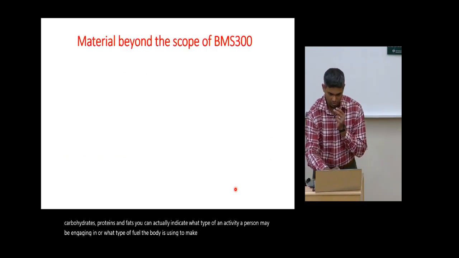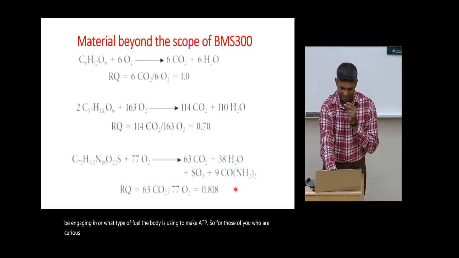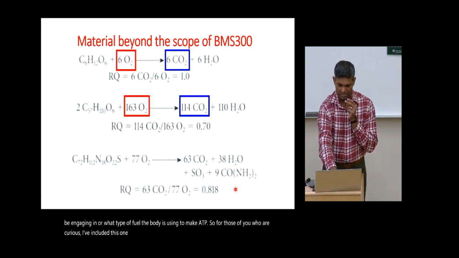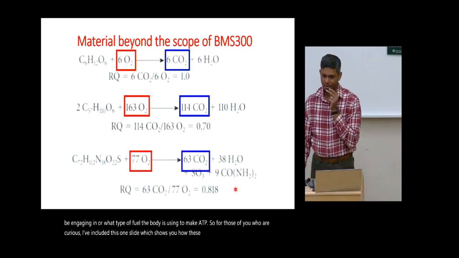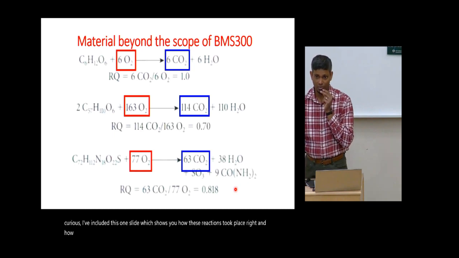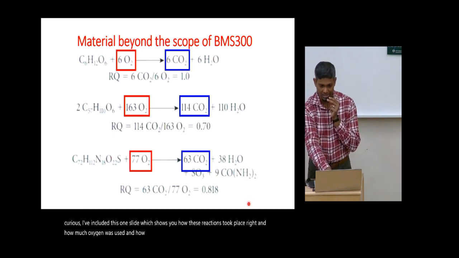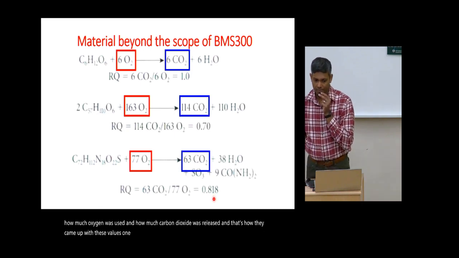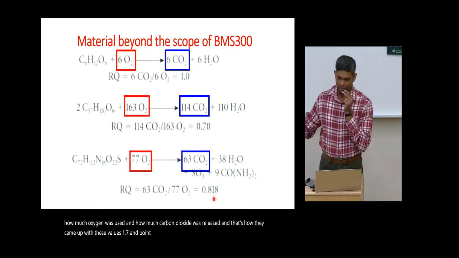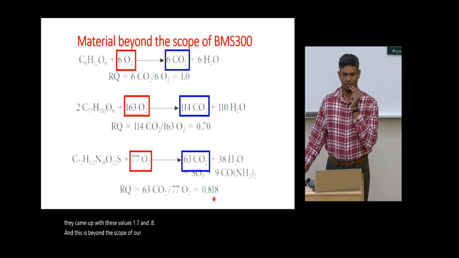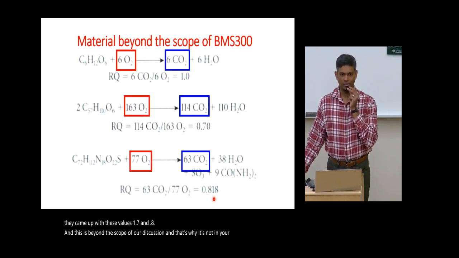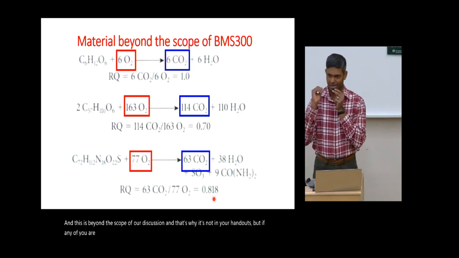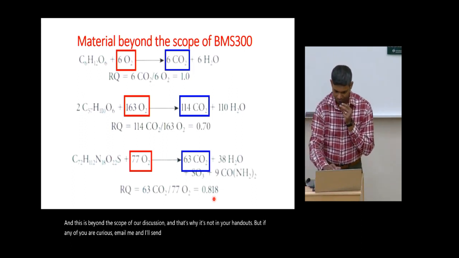For those of you who are curious, I've included one slide which shows you how these reactions took place, how much oxygen was used and how much carbon dioxide was released, and that's how they came up with these values 1, 0.7 and 0.8. This is beyond the scope of our discussion, and that's why it's not in your handouts. But if any of you are curious, email me and I'll send you this slide.